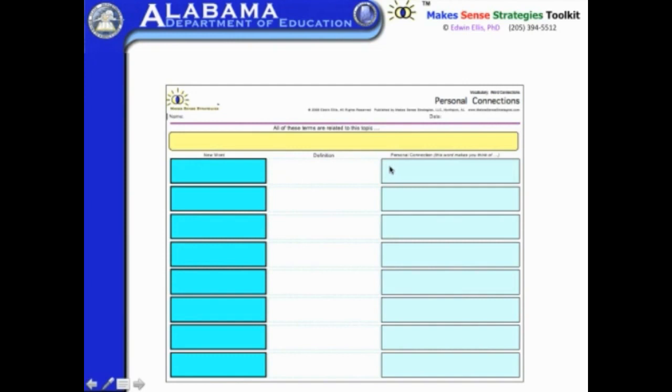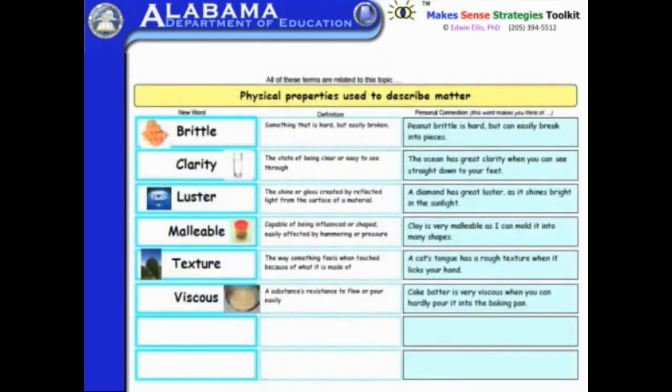And then for each of these, what the student notes is what's a personal connection, or what does it make you think of. So here's an example of one of those. Brittle is something that's hard but easily broken. Personal connection: well, peanut brittle is hard but you can easily break it into pieces, so it's brittle. Clarity is the state of being clear, easy to see through. Ocean has great clarity when you can see straight down to your feet. I guess presumably when you're standing in the ocean, and so forth.